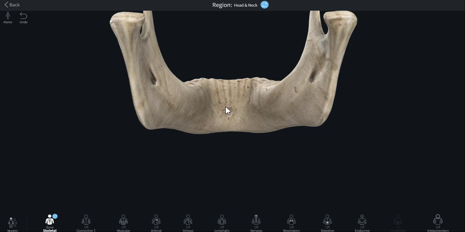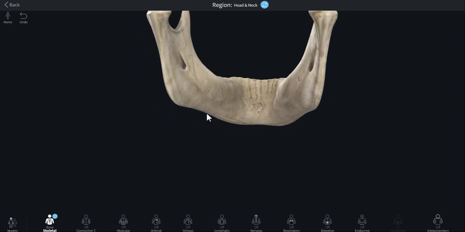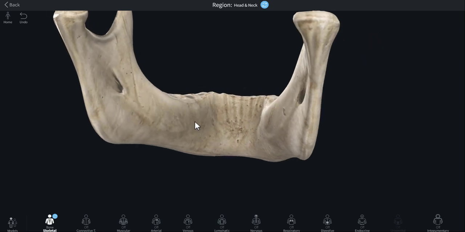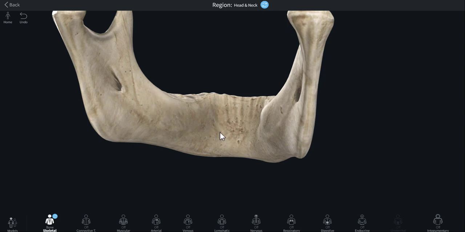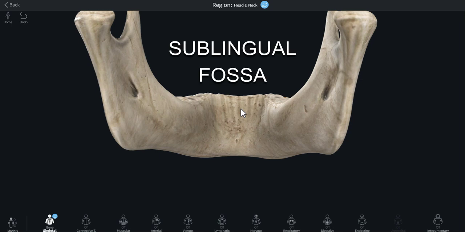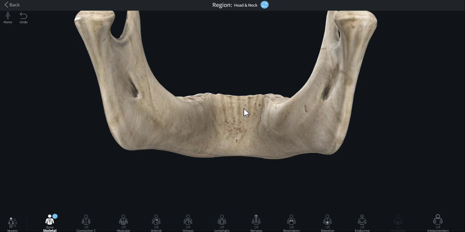The sublingual and the submandibular gland are related to the interior part of the body of the mandible. How so? Very simple. Above the mylohyoid line, somewhere over here, we have a fossa, which is the sublingual fossa. This sublingual fossa is lodging the sublingual salivary gland, right?